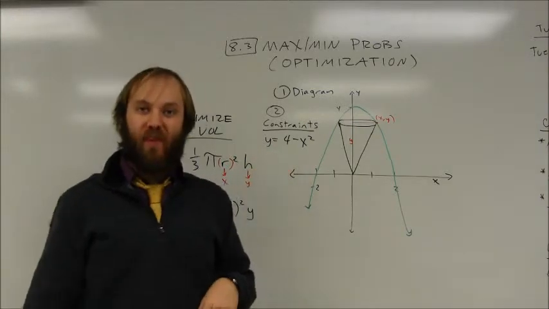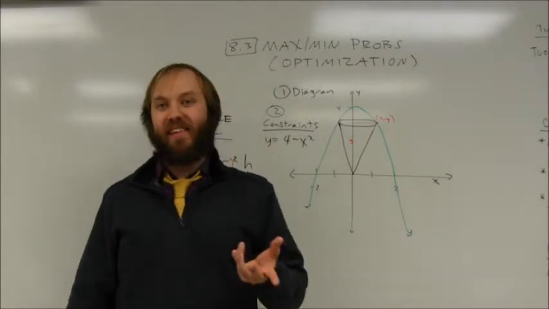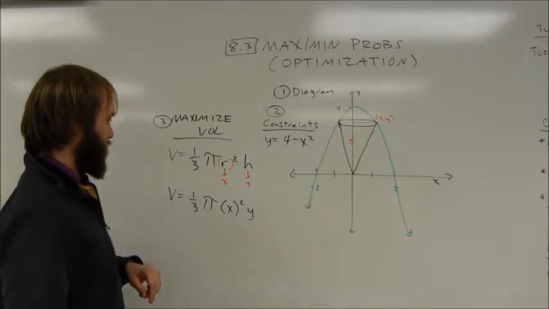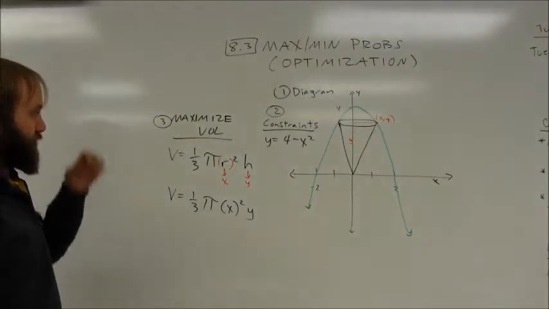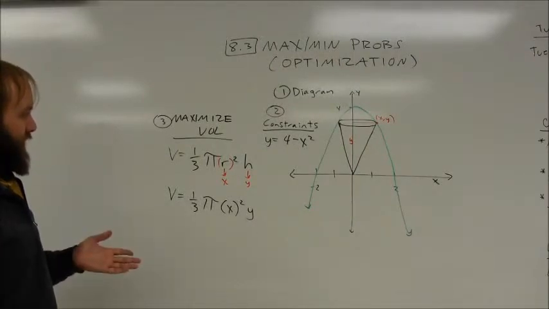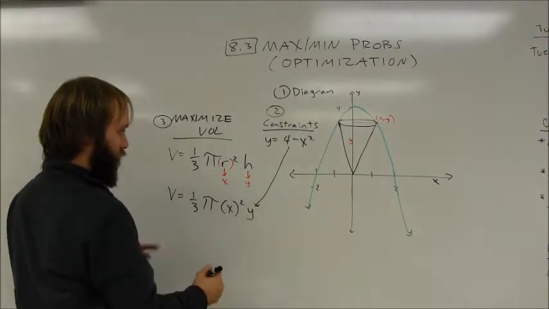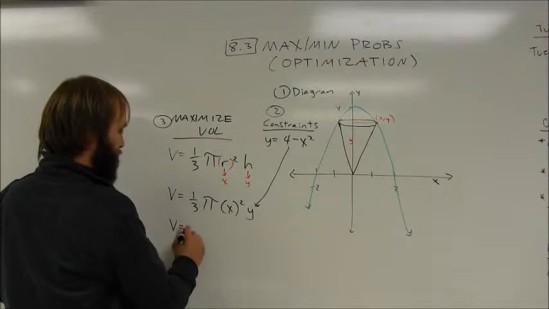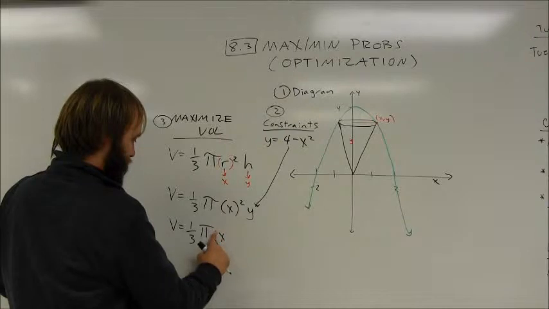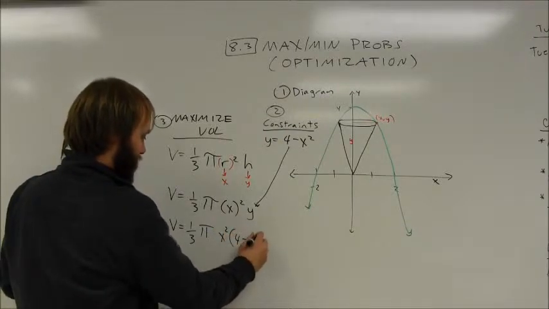So if you remember from the previous example, when I write my function in terms of one variable, in a lot of cases I can use that constraints equation to eliminate one of the variables. You can see here that's the information that I have. So I am going to replace the y in the function with the 4 minus x squared. So the volume in terms of one variable is going to be 1/3 pi times x squared. Actually, I won't put the parentheses there. I'm just going to square x times that y value of 4 minus x squared.